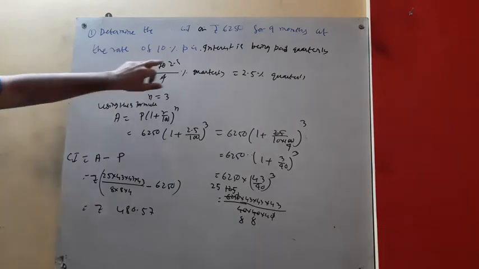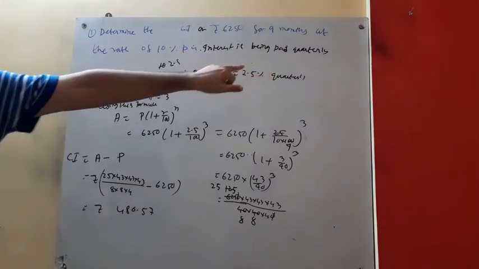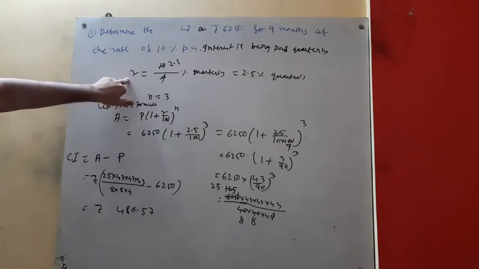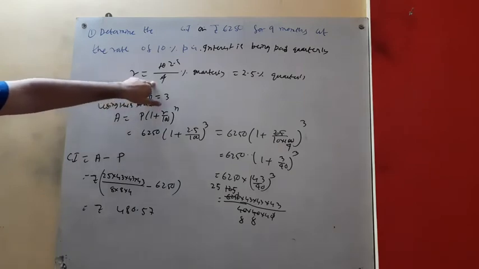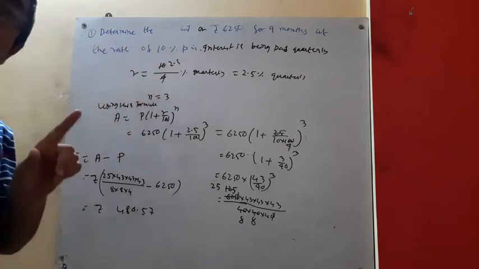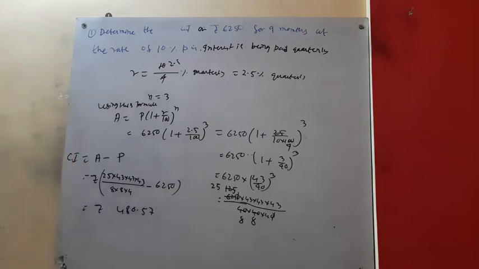Look, the interest was being paid quarterly. That is why we have divided the rate by 4. Okay. And similarly we have to divide by 2. Now we will go to the next sum.